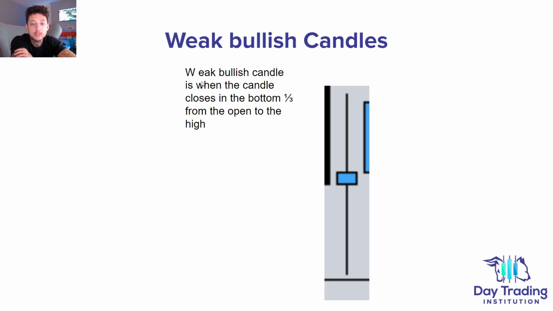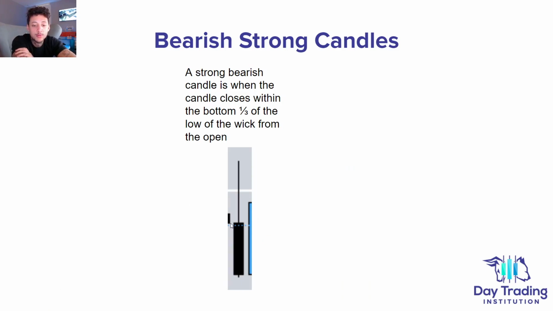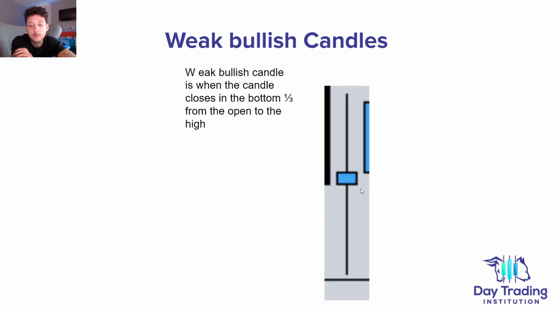Now let's look at a weak bullish candlestick. A weak bullish candlestick is when the candle closes within the bottom third from the open to the high. So for a bearish candlestick, we're measuring from the open to the low. For a bullish candlestick, we're measuring from the open to the high of the wick. I know that may be a little bit confusing because I said it closes within the bottom third, but again, we're not measuring the low here. We're measuring the open to the high. And notice how it closed within the bottom third of the actual candlestick movement here. So again, we're measuring from the open to the high. It's literally as simple as that.